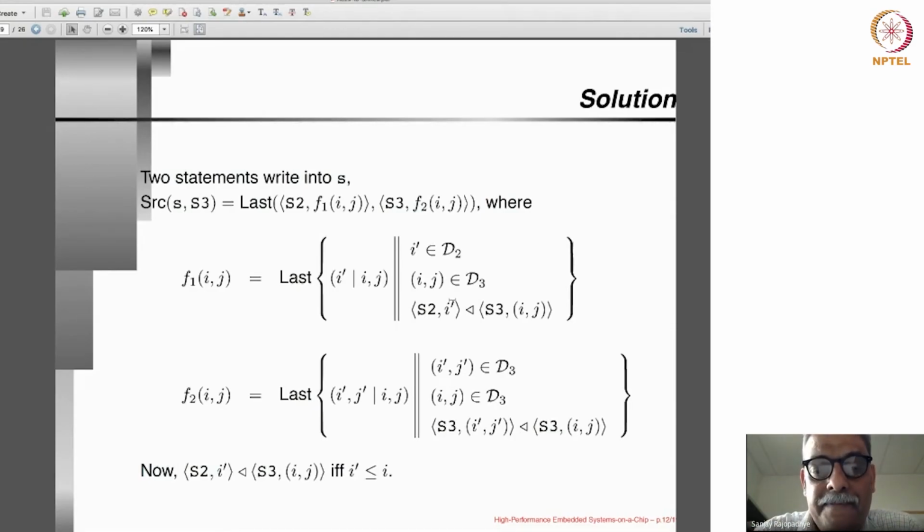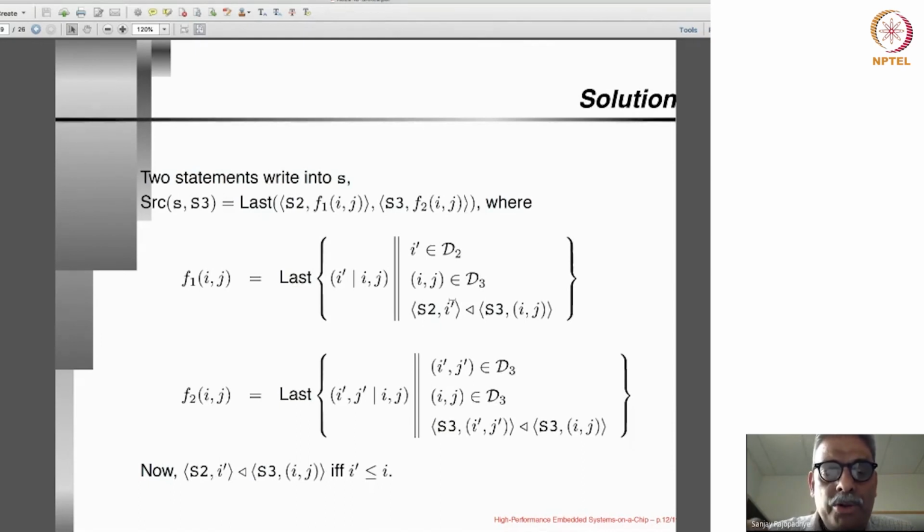Okay. And similarly, the F2 function ij is some iteration of statement S3, the I prime j primeth iteration, such that I prime j prime belongs to D3, ij belongs to D3, and I prime j prime happens before ij. Okay.